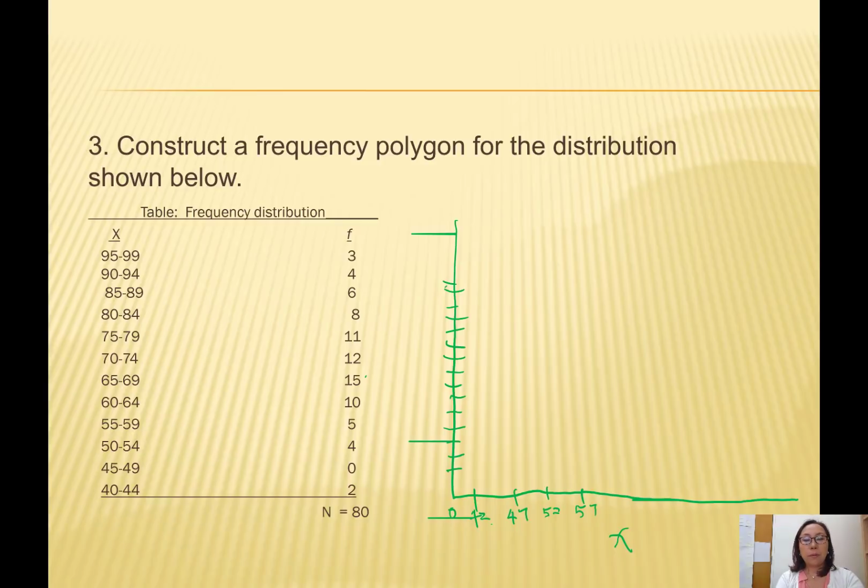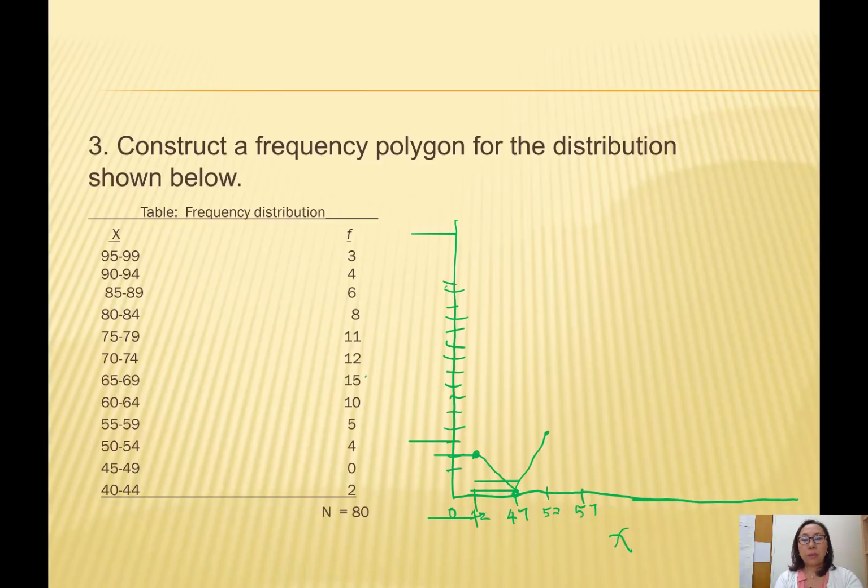The number 42 is representing the range 40 to 44. The frequency is 2, so that's going to be 2. For 47, the frequency is 0. So I'm already able to connect the dots so far. And then 52 is representing 50 to 54. The frequency is 4, on my way to creating the polygon.